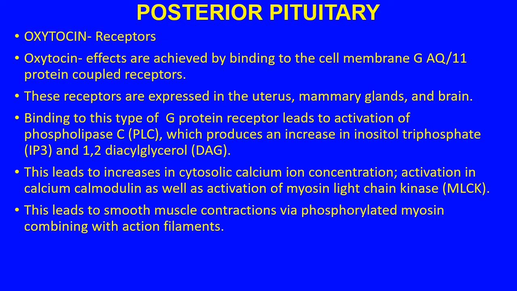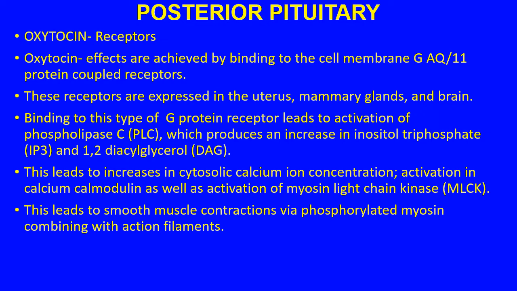Okay? Now that we've gone through all of that, we've got to talk a few minutes about receptors. Oxytocin's receptors are a little bit simpler than the vasopressin ones. Oxytocin's effects are achieved by binding to the cell membrane G protein, Gq/11. This is, of course, a G protein-coupled receptor. Now, these receptors are expressed in the uterus, mammary glands, and the brain, which accounts for perhaps some of the social conditioning and some of the maternal behavior that is elicited from the brain.